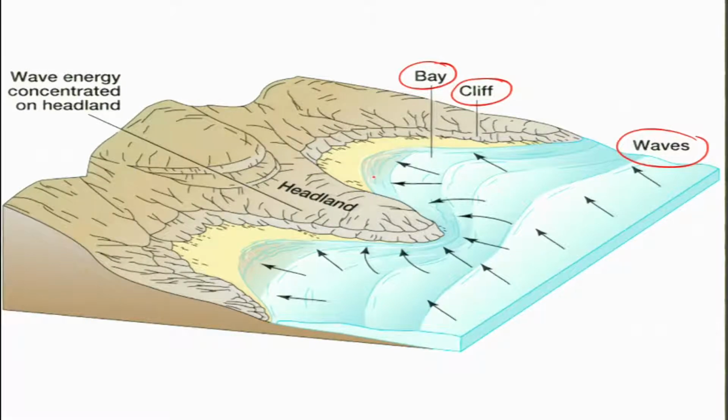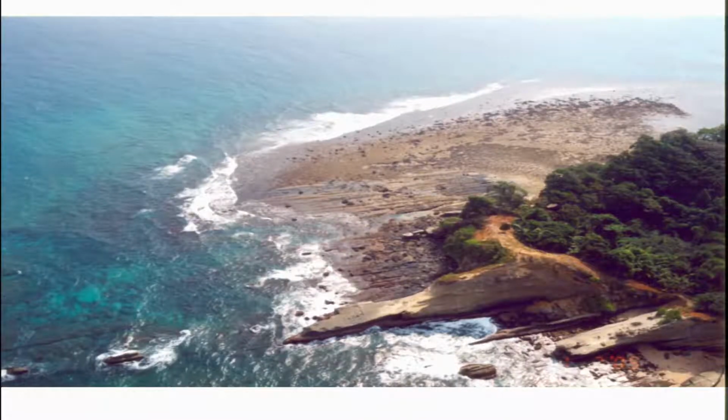Now can we see such features on the surface? So this is an example here. You see a very clear cut, not exactly a bay area, but a very small crescent shape here and over here also. And then you have a headland. This is the surface here and this is the cliff.